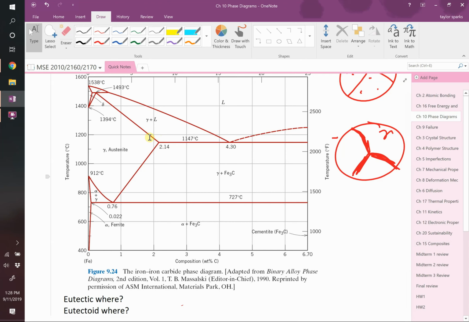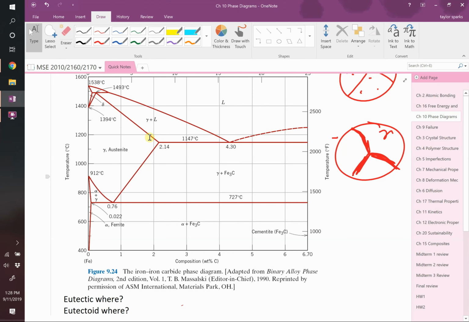Other questions? Everyone clear on the lever rule? Everyone clear on the difference between me asking you what's the amount of the phases and their composition? Do you know the difference? Because on the exam, I'm going to say draw the microstructure. Tell me how much of the different phases are present and what their composition is. How would you do that?